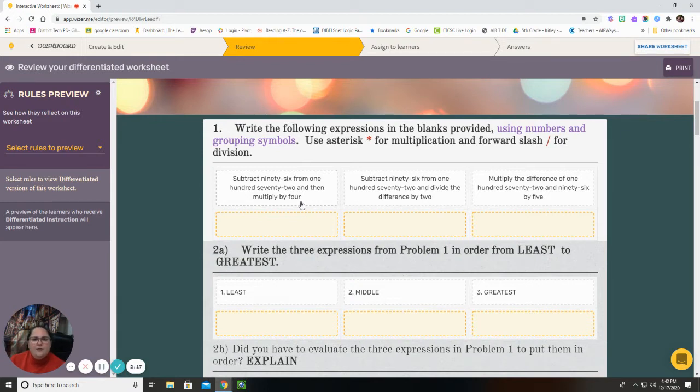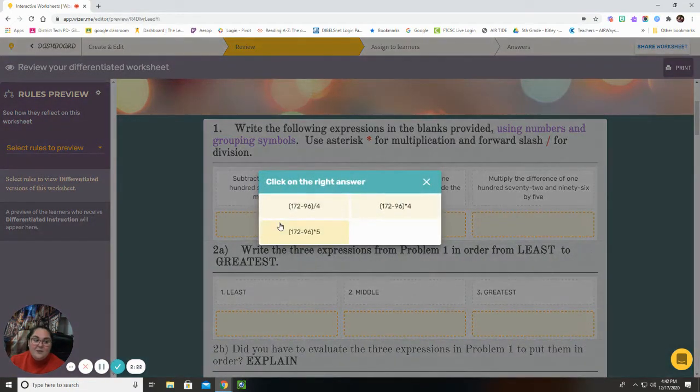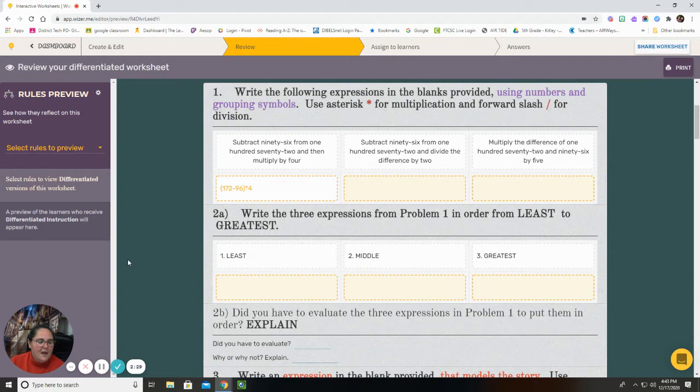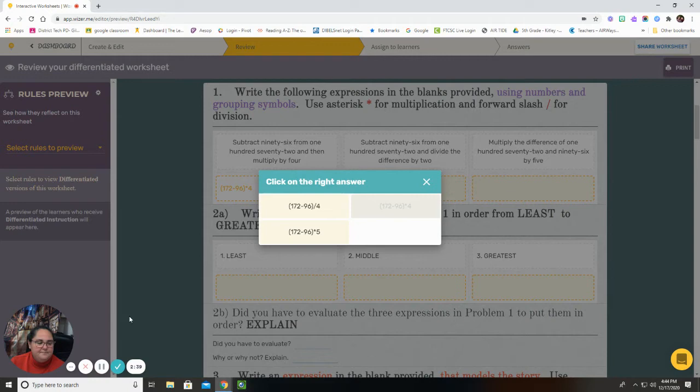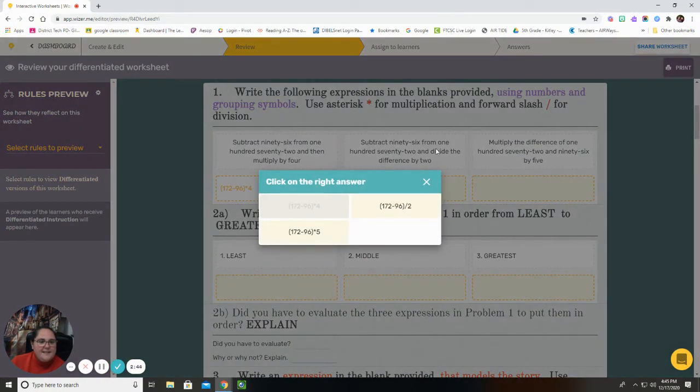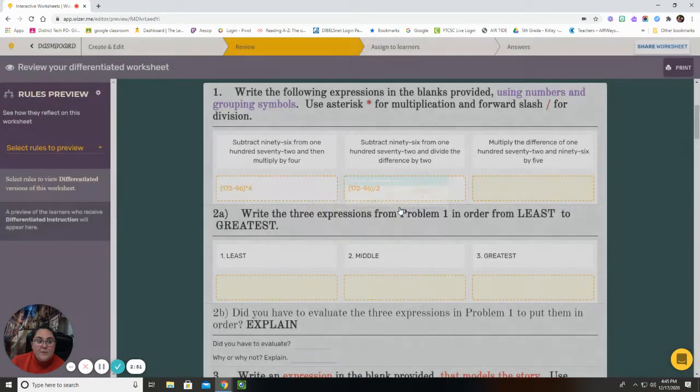So what do you have to do first? Well, in this one, you have to subtract first. Then you can multiply by 4. All right, this one says multiply by 4. Awesome. All right, let's look at the next one. The next one says, subtract 96 from 172 and divide by 2. So if I look at this, okay, subtract 96 from 172, both of them say that, then divide by 2. That means this is the one I'm going to choose.